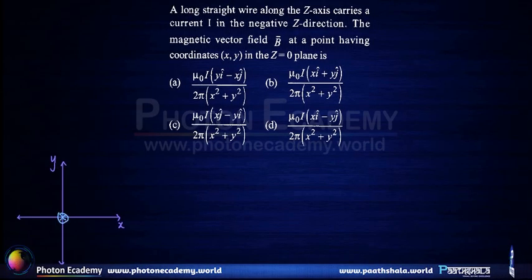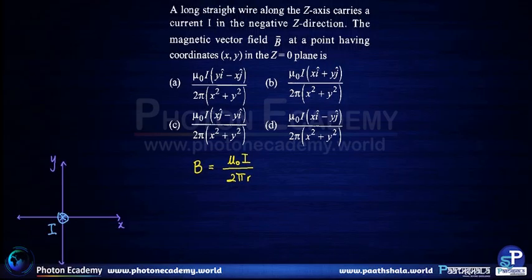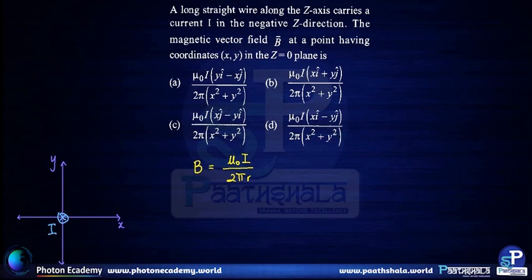Current is going into the plane in the negative z direction. The current has a magnitude I. The magnetic field strength is given by Biot-Savart's law, which tells us that B is equal to mu naught I by 2 pi r, and the direction of the magnetic field is given by the right hand thumb rule, which means if we put our right hand into a thumbs up gesture and point the thumb along the direction of the current, then the curl of the fingers tells us the direction of the magnetic field, which in this case would be counterclockwise.